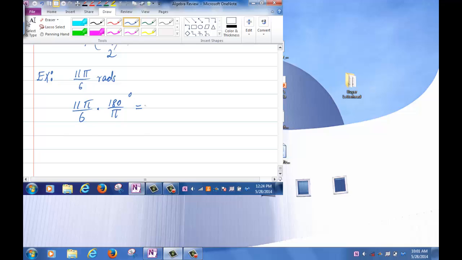Well, pi cancels out, right? And 6 and 180 gives you what? Is it 330? So you get 330 degrees. The 6 and 180, right? They cancel out to what? 30. And then you multiply 30 with 11. Is everybody okay with that? Everybody is clear how to convert from one measure to the other measure. Okay.